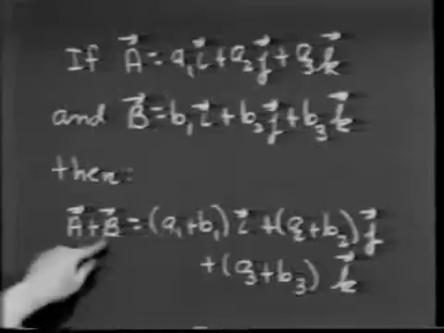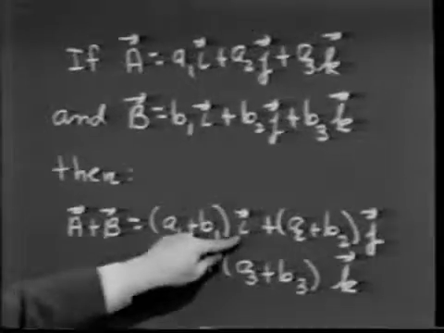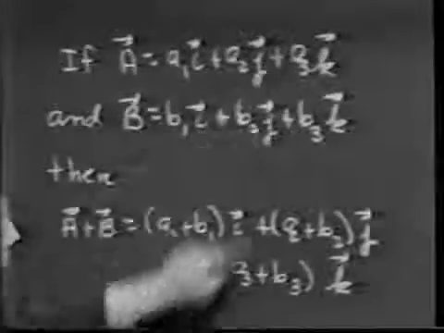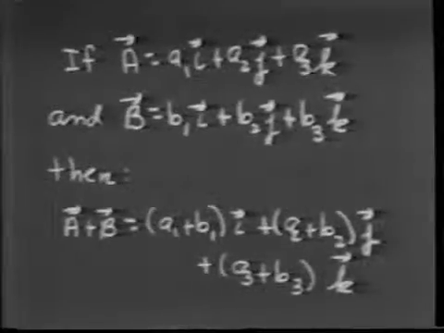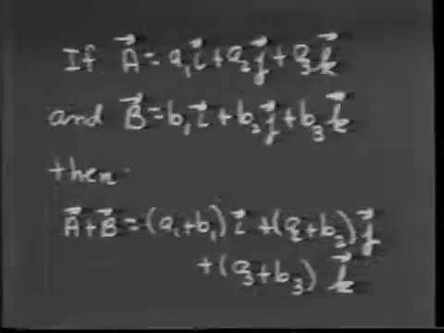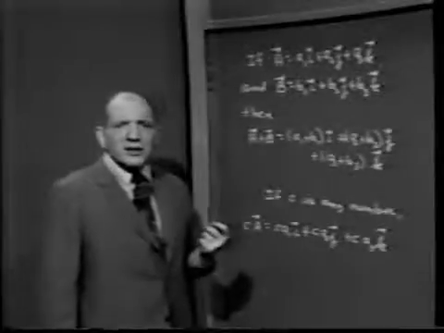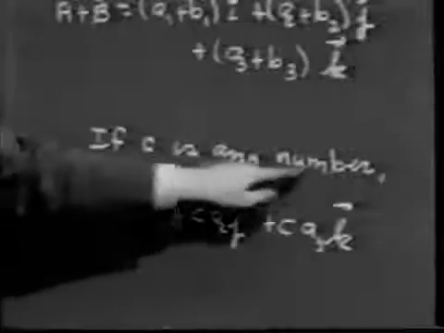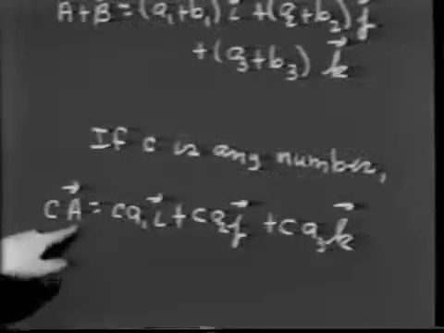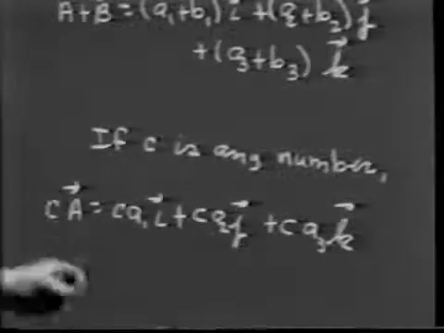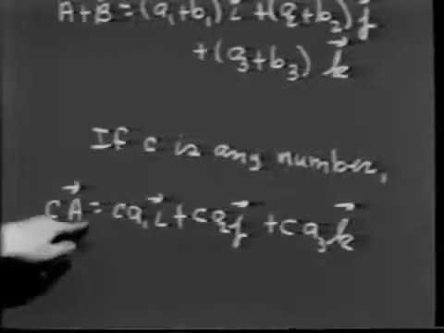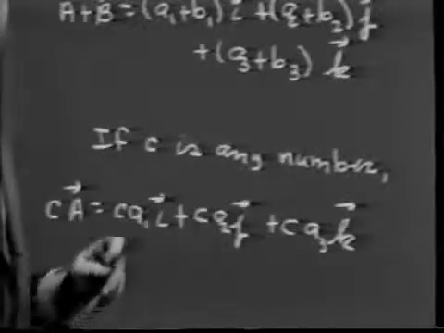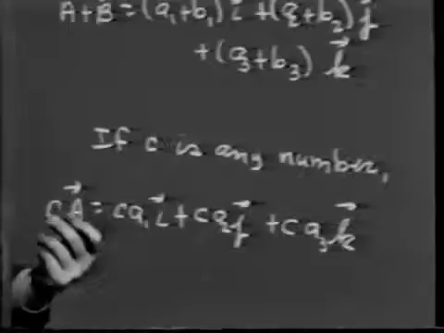But the idea is what? A plus B is just obtained by adding what? The two i components, the two j components, the two k components. And similarly, for scalar multiplication, in the same way in terms of i and j components, you simply multiply each component by the scalar c. If c is any number, and a is still the vector a1 i plus a2 j plus a3 k, the scalar multiple c times a turns out to be ca1 i plus ca2 j plus ca3 k. You just multiply component by component.